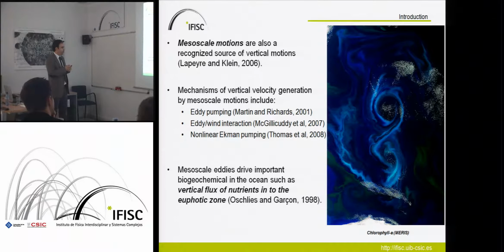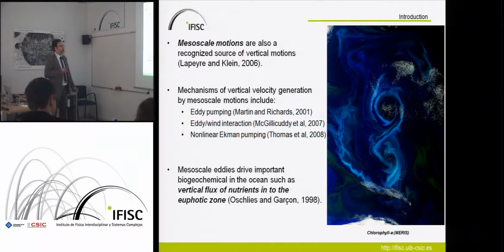So through several mechanisms, which I have noted here, at least 3 of them, we know that the mesoscale motions are capable of inducing strong vertical motions in the ocean. And these mesoscale motions also drive important biogeochemical processes in the oceans, such as this vertical flux of nutrients into the euphotic zone.